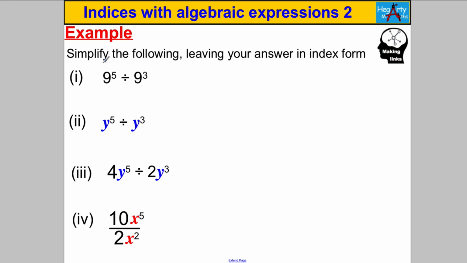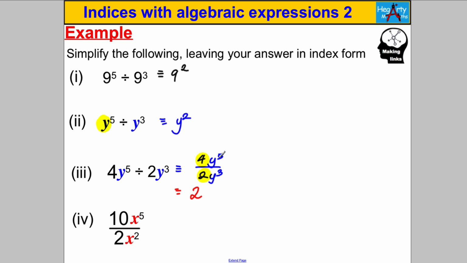Pause the video and do this one. Well, hopefully you realize this would be 9 to the power of 5 subtract 3, which is 2. In exactly the same way here, we don't have 9s, we have y's. So this would be y to the power of 2. What about this? Well, when dividing, I think it's always helpful to write it in fraction form. So write 4y to the power of 5 over 2y cubed. Divide the numbers separately. 4 divided by 2 is equal to 2.